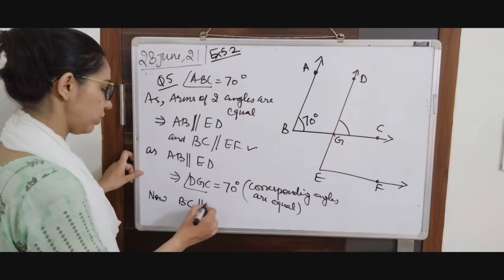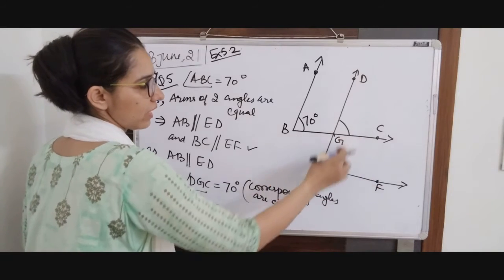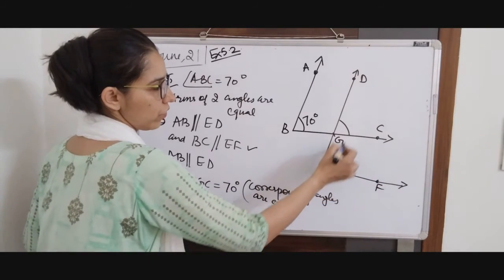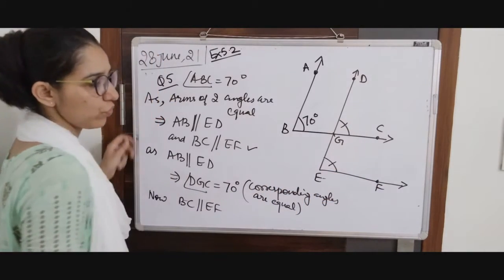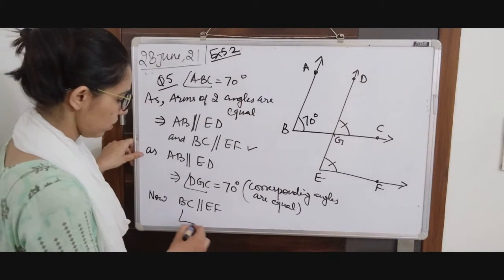BC is parallel to EF. This is parallel to this. It means this angle and this angle are going to be equal. This angle is going to be equal to this. Why? Again, corresponding angles.